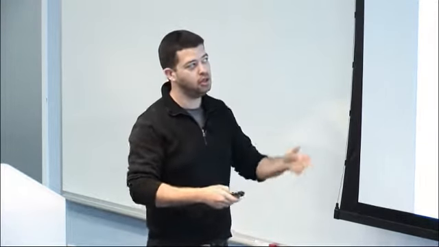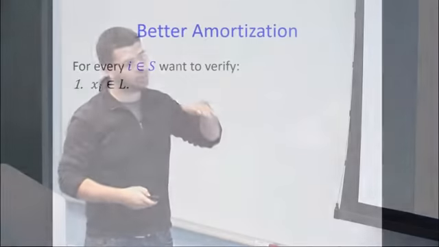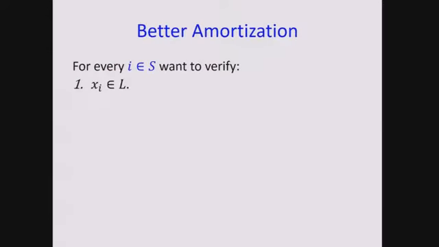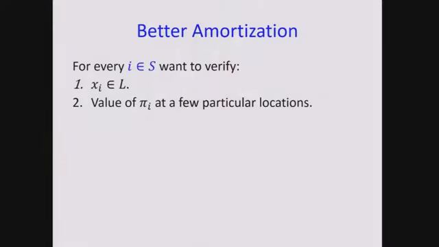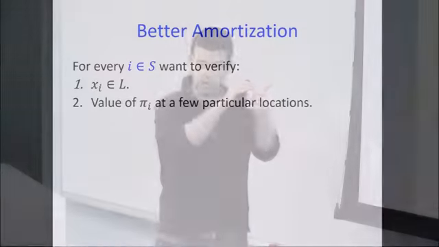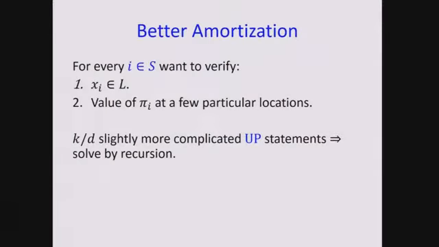But what did we actually want to check? So we chose the subset I of the rows. And for each such row, we wanted to check, one, that the corresponding instance is in the language. And two, the consistency, that the PCP of that instance at a few particular points is equal to a few particular values. That's what we want to check. So what we actually got are just K over D slightly more complex instances, which are themselves in UP.